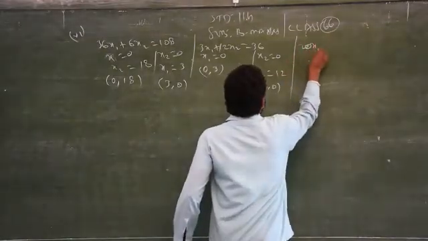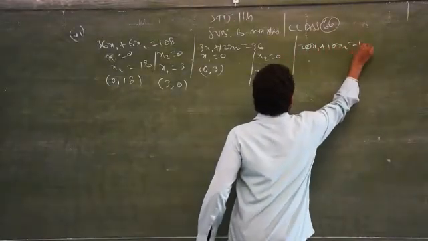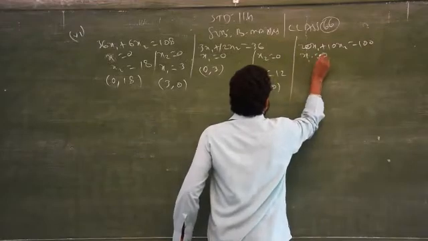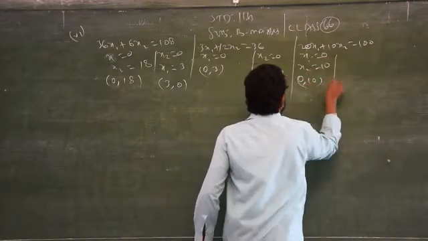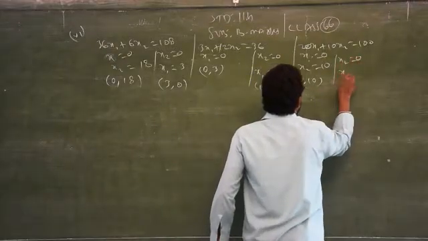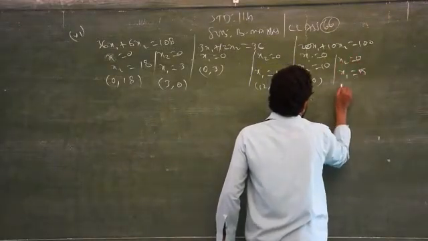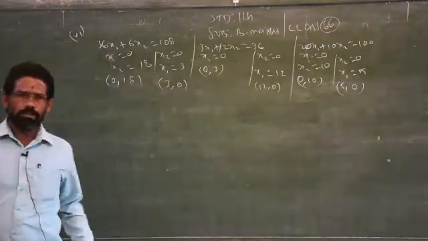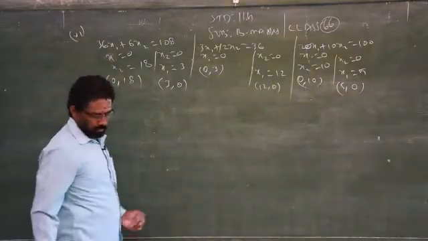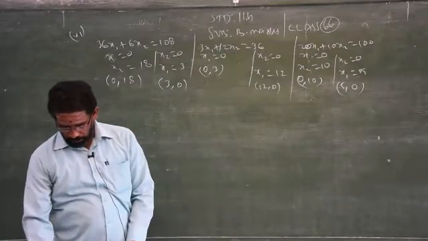Clear? So 20x1 plus 10x2 is equal to 100. x1 is equal to 0, therefore x2 equal to 10, that is 0 comma 10. Similarly, x2 is equal to 0. What will be the answer? 5 for x1. So 5 comma 0. Now I found all the points by using the given constraint equations. Clear? You have to check whether it is correct or wrong.